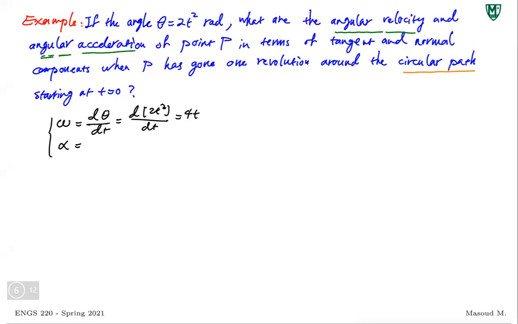Then for alpha, we can just take the derivative of omega with respect to time. d omega dt gives you just 4. And I'll go with radian per second and radian per second squared. So pretty much it tells me that alpha is constant during this motion, right? It's always 4. Omega is 4t, meaning that it's a function of time. So depending on how long it has been since we started the motion, omega changes.